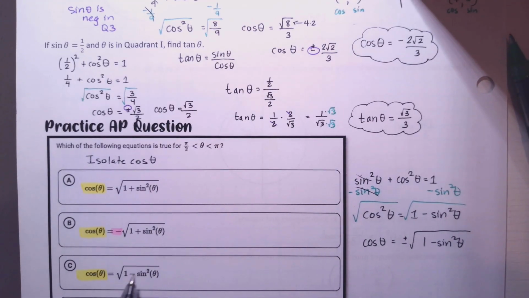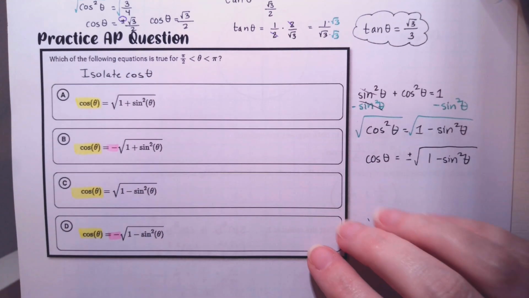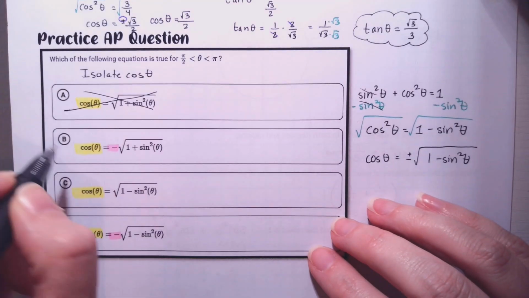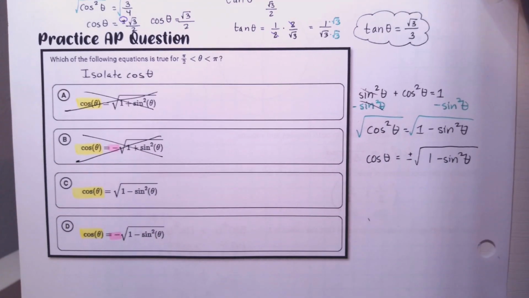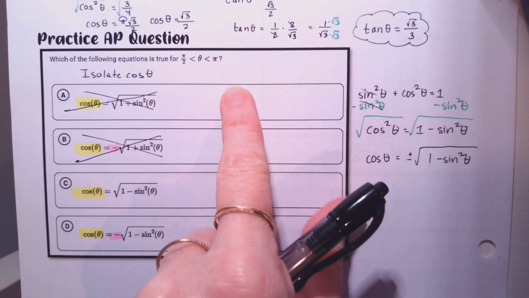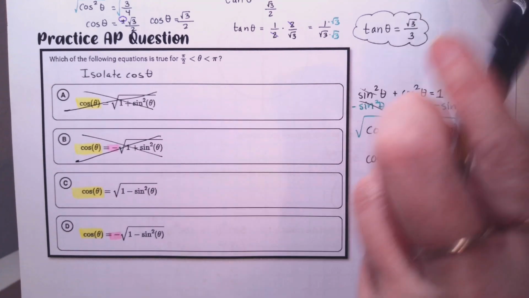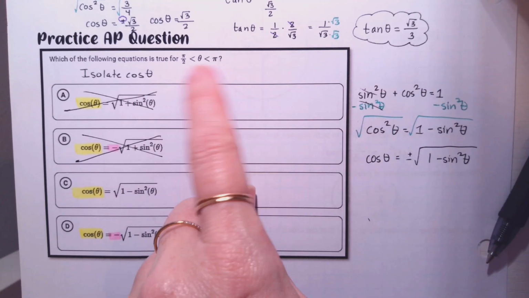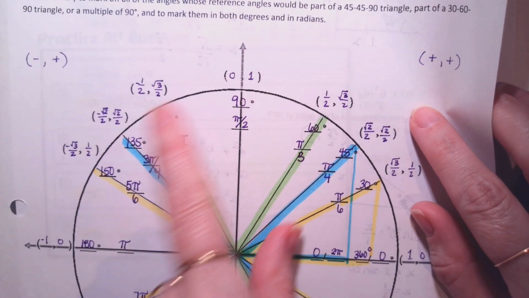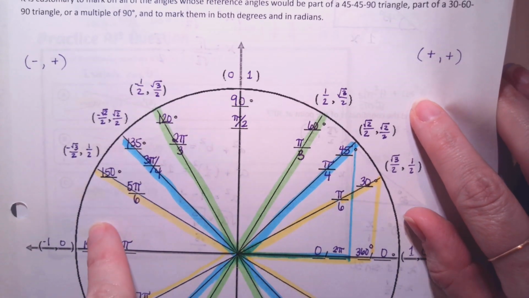We do have that answer on 2 of them. Both C and D have the square root of 1 minus sine squared theta. So we at least know it's not A and it's not B, since those had plus signs. To figure out whether we keep the positive or negative, it comes back to this right here. This is a very fancy way of telling you what quadrant it's in. The angle has to be between pi over 2 and pi. If you look at your unit circle, here's pi over 2, here's pi, so this would be quadrant 2.